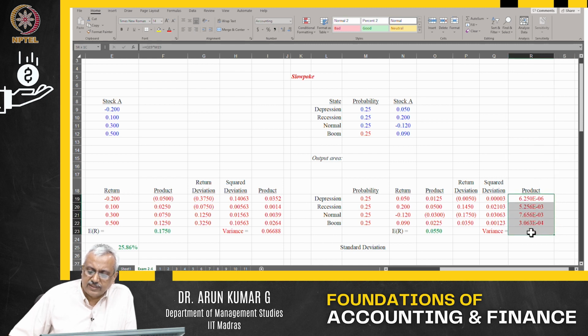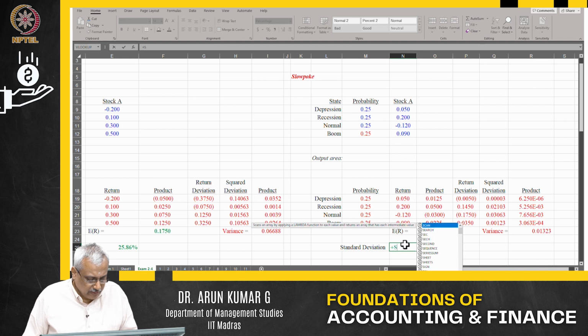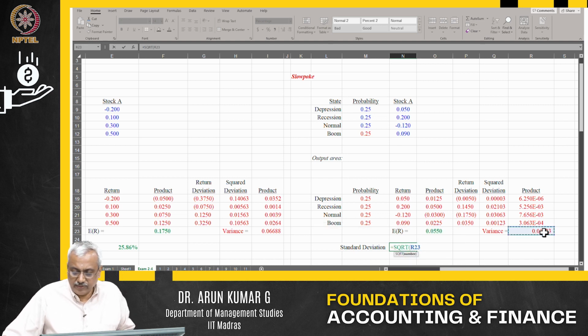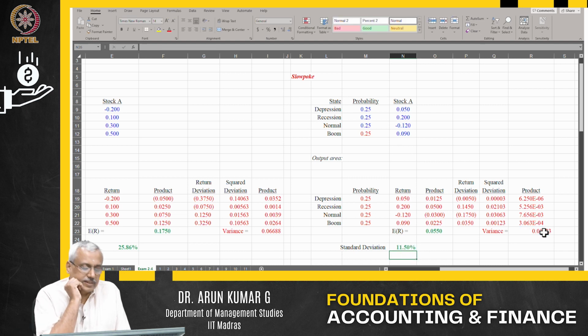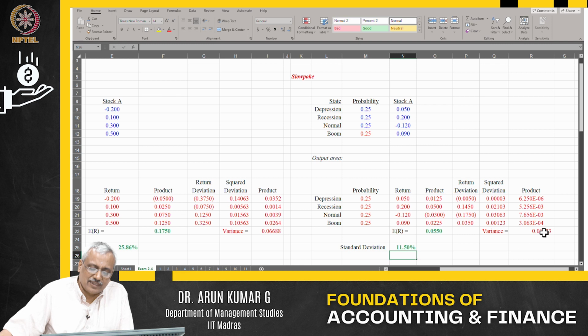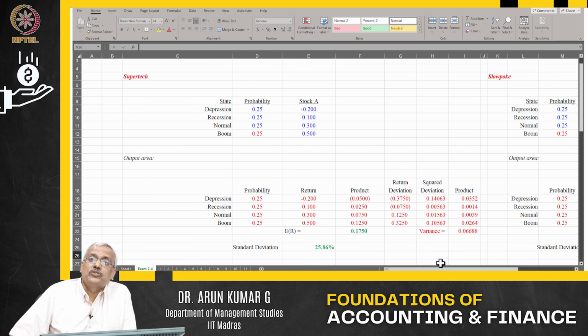So, what is the variance? Variance is the sum of this. What is the standard deviation? The square root of the variance is nothing but the standard deviation. The standard deviation of this is 11.5%. So, though it gives you only about 5.5% expected return, whereas the other one gives you 17.5% expected return, the deviation from the mean is very small as compared to the other, where the deviation is going to be significantly large. If you are a risk averse investor, you will choose Slowpoke rather than the other company, Supertech.